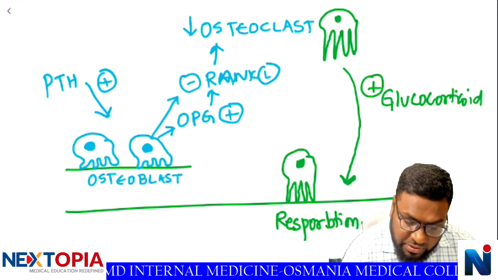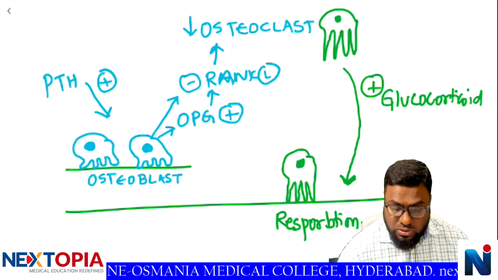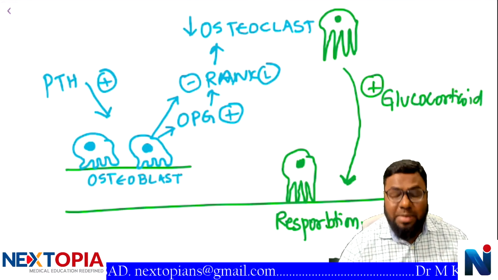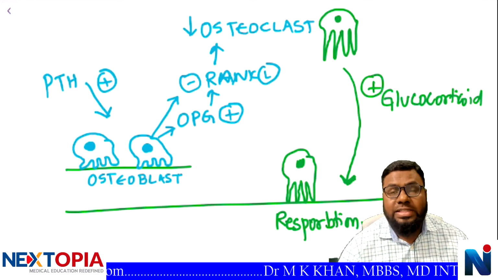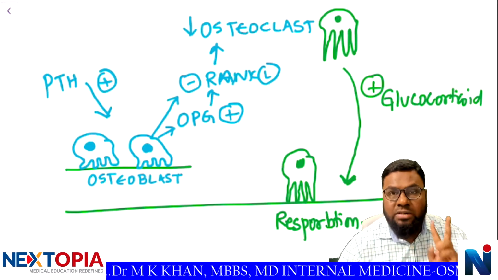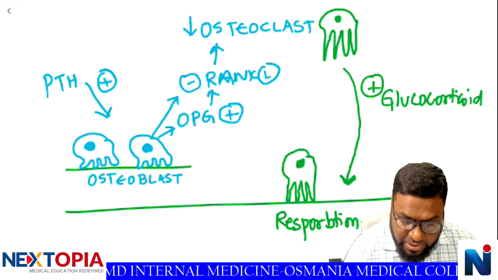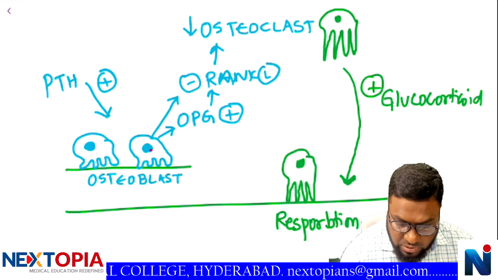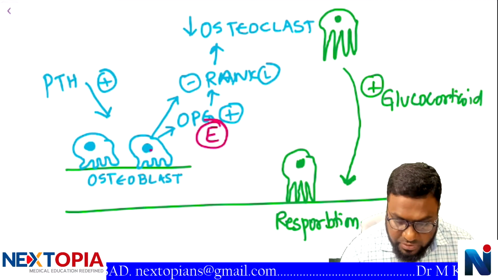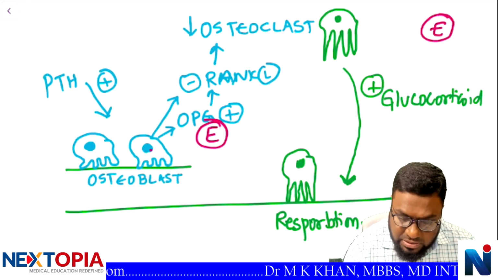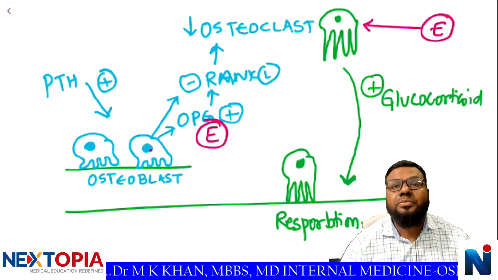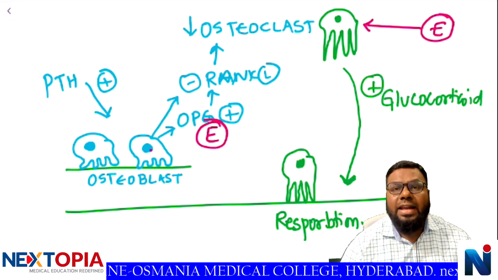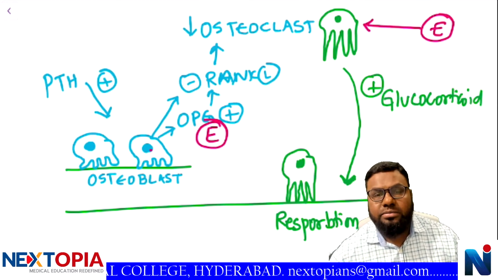In this diagram, please try to remember that estrogen promotes the OPG. Estrogen inhibits the cytokines which activate the osteoclast. So estrogen works by two mechanisms. One is by promoting the OPG. Estrogen also inhibits the cytokines which promote the osteoclast activity. Glucocorticoid can directly stimulate the osteoclast activity, right?